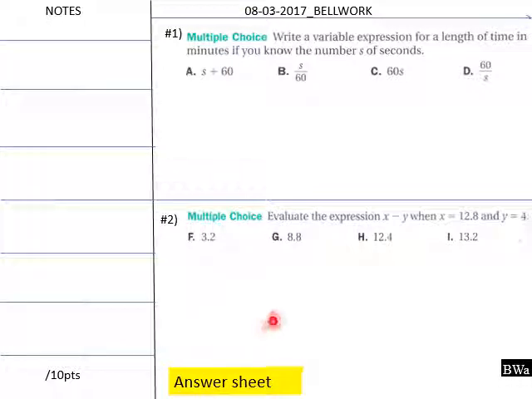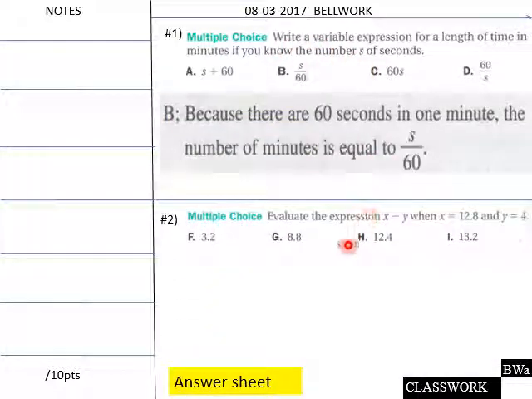Okay, welcome back for our solutions to our bell work. Because there are 60 seconds in 1 minute, the number of minutes is equal to s over 60 for the number of seconds. And then for our number 2 here, x equals 12.8. We plug that into here, and we get 8.8 for x minus y.